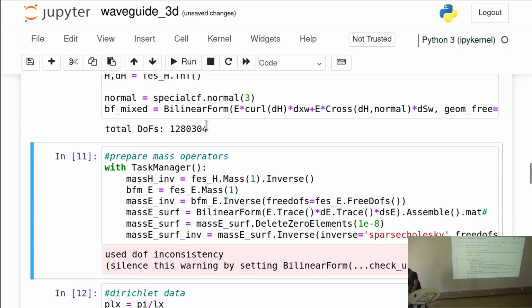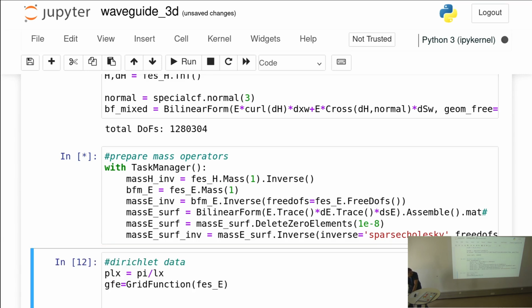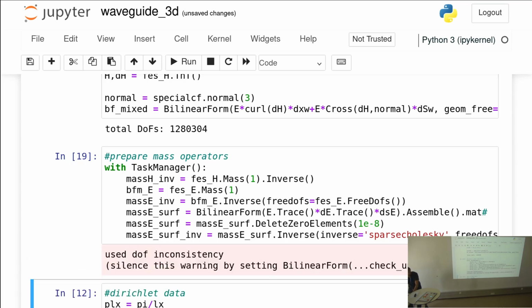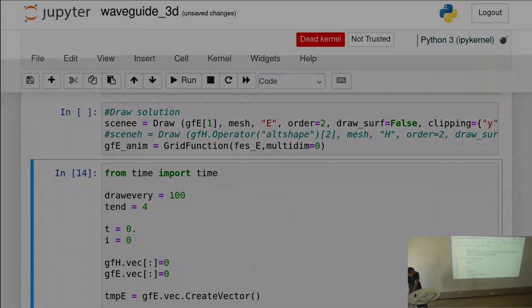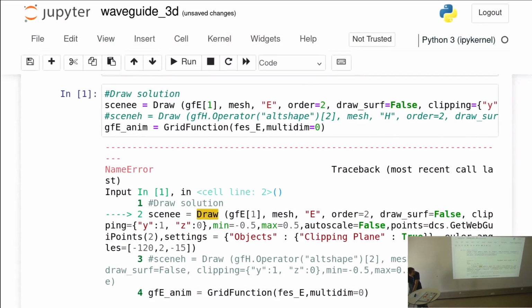Now this problem is a bit larger. We have 1.3 million degrees of freedom. We set up the mass matrices. We invert them. You see this not even takes seconds. It's very fast because actually we don't really set up the large matrices. And now the kernel has died.